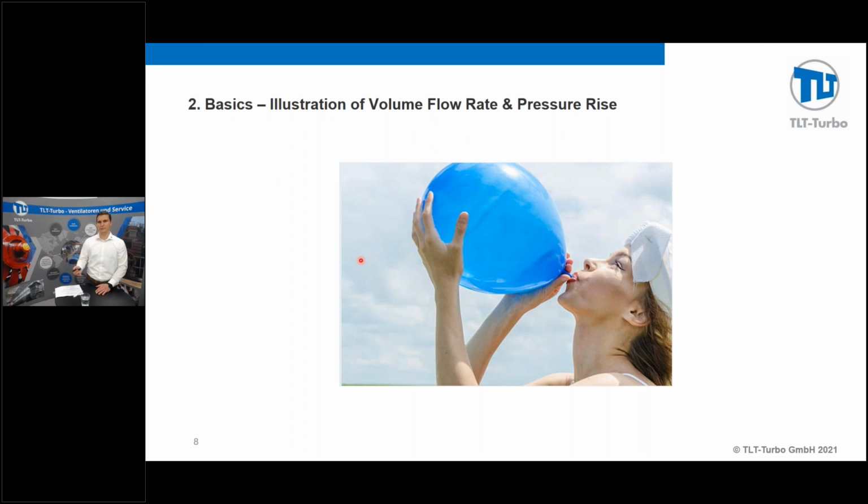And on the other hand, you also know that there exist balloons which are rather hard to inflate or easy to inflate. So that would be the counterpart for the word pressure rise. So sometimes you need some more energy to inflate the balloon, and sometimes it's easier. So that's the correlation, volume flow rate and pressure rise, maybe a little bit easier to understand here with this picture.